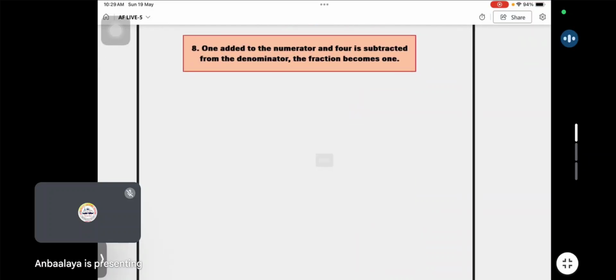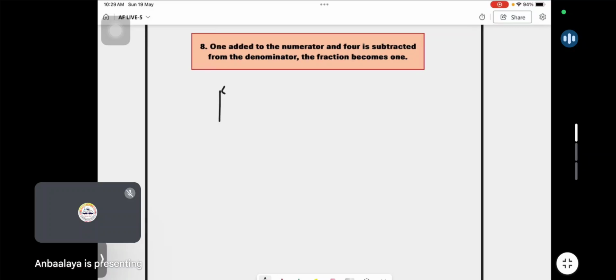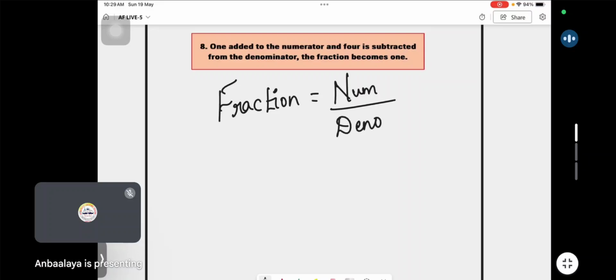Okay, this question, can anyone from the class tell me how to solve this one? I'll read the question for you. 1 is added to the numerator and 4 is subtracted from the denominator, the fraction becomes... Yes, closer to that. So first, whenever we have a fraction, that fraction is made up of a numerator, a division line and a denominator. This is the general form, right?